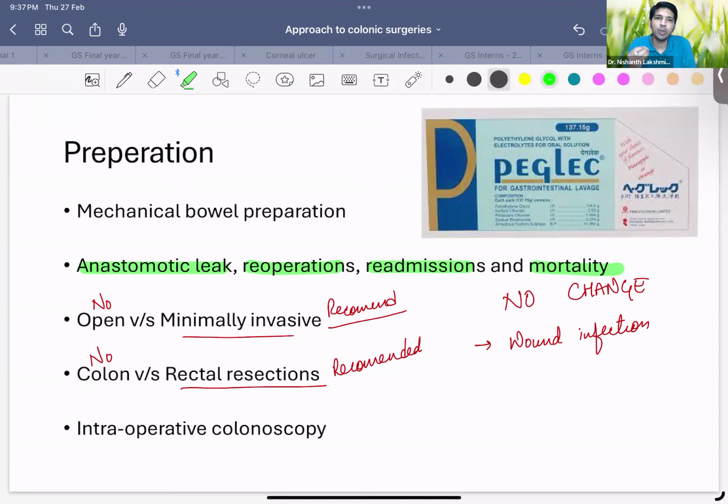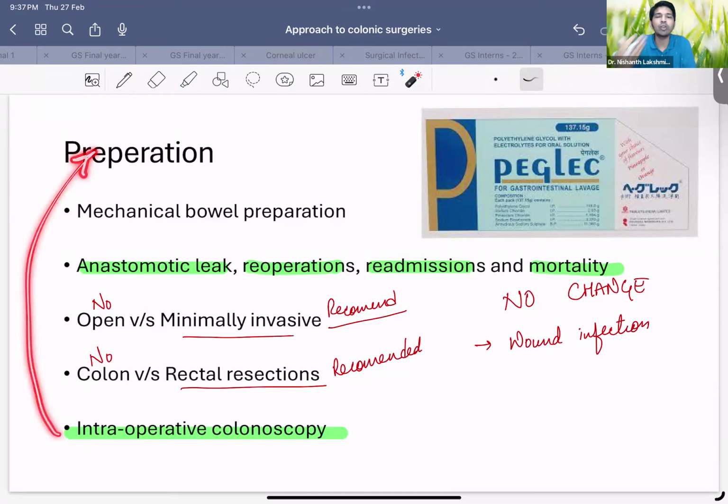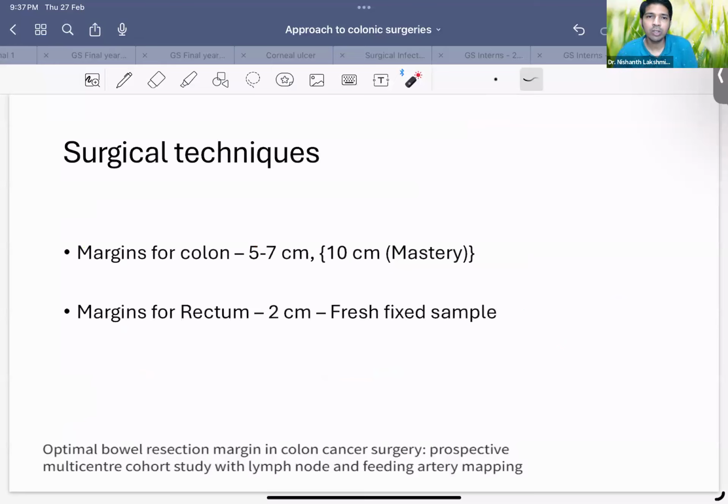Last point, which goes in favor of giving bowel preparation, is in case you have to do intraoperative colonoscopy, like what you just suggested. It is always better to give them bowel preparation in case there is a role for intraoperative colonoscopy. Now moving on to surgical techniques, I will not go into in-depth details of what incision, what we are doing. I will just cover the main points needed from your exam point of view.